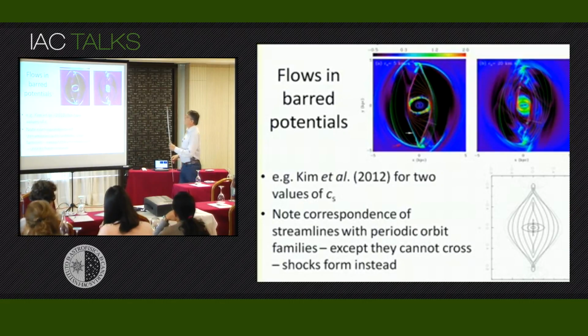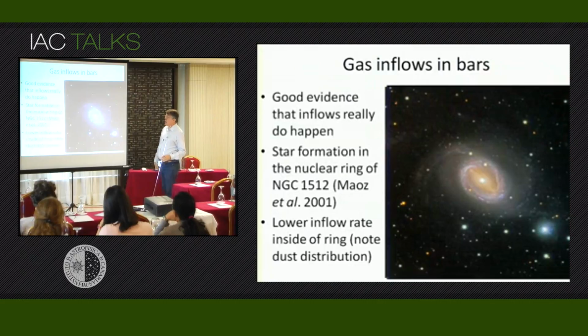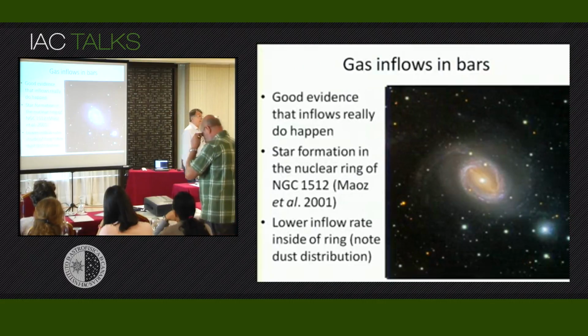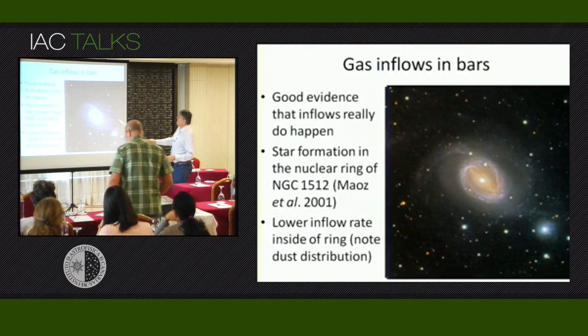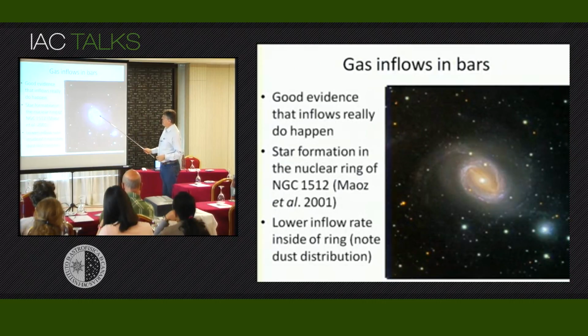If you have a higher sound speed, this is 20 kilometers a second, that's 5. If you have a higher sound speed, things are slightly different, and the shocks are not quite so well defined, but the behavior is the same. 20 kilometers per second is a very high sound speed for a bar flow. And there's some evidence that this really does happen in galaxies.